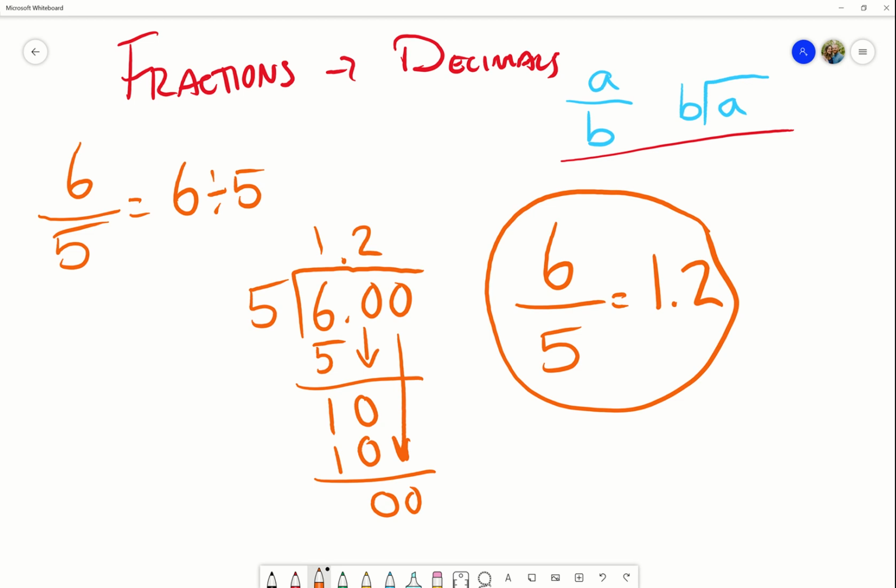This is going to be one where we've really got to make sure we know our division. We really need to know how to do long division in order to convert fractions to decimals.